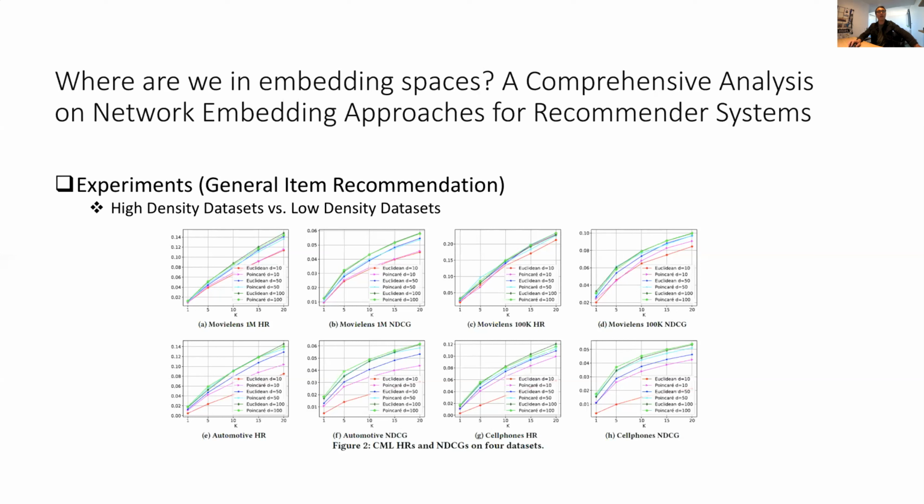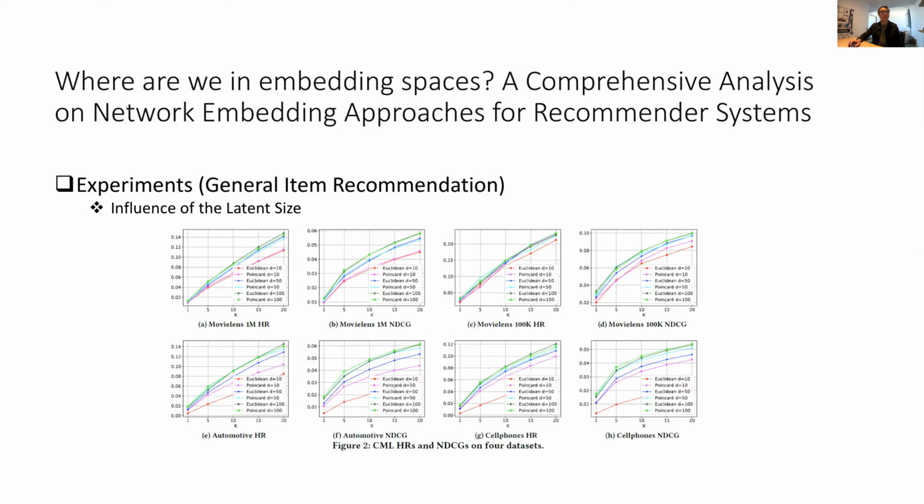For MovieLens, the pink ones and the red ones are very close to each other, while for Automotive and Cell Phones, the pink ones greatly outperform the red ones. In other words, hyperbolic space and Euclidean space have very similar performance on MovieLens, however, hyperbolic space clearly outperforms Euclidean space on the Automotive and Cell Phones datasets. This supports our hypothesis that hyperbolic space is more powerful compared to Euclidean space when the density of the dataset is small.